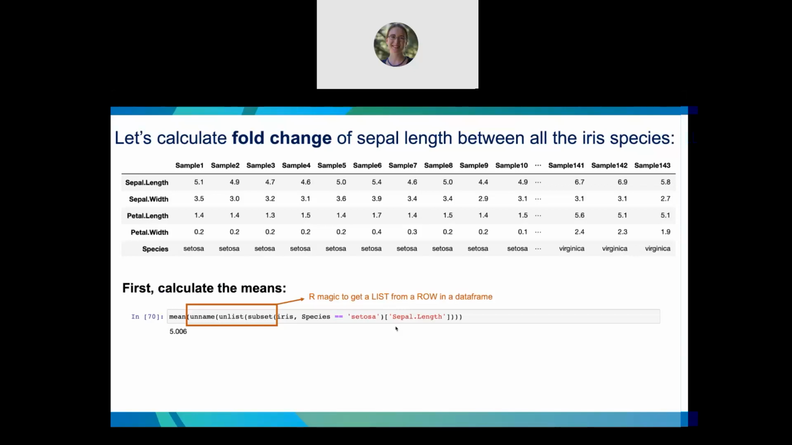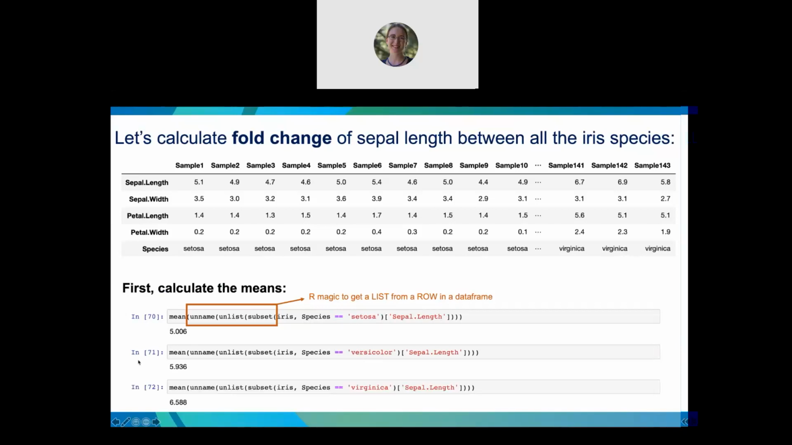But here I specifically needed to get a list from this row, and then I pass that to the mean function, subsetting to the Setosa species and using only the sepal length values. So the mean sepal length for all the Setosa samples is 5.006. For all the versicolor samples it is 5.9, and for all the Virginica samples it is 6.588. Okay, so we have the mean sepal lengths.